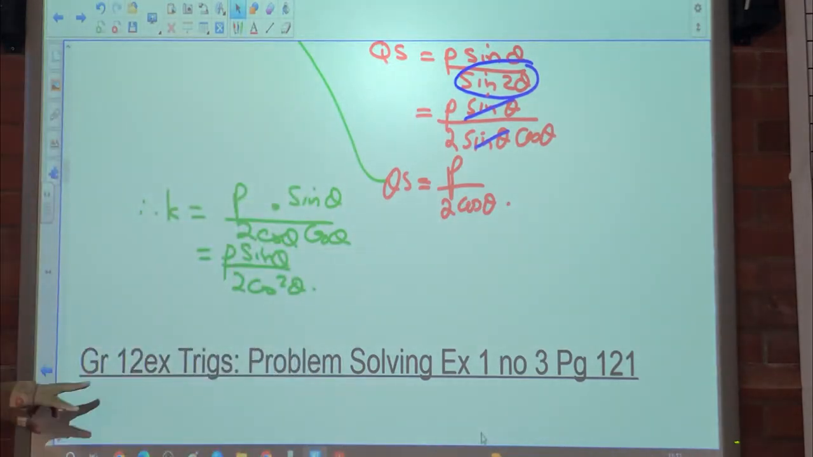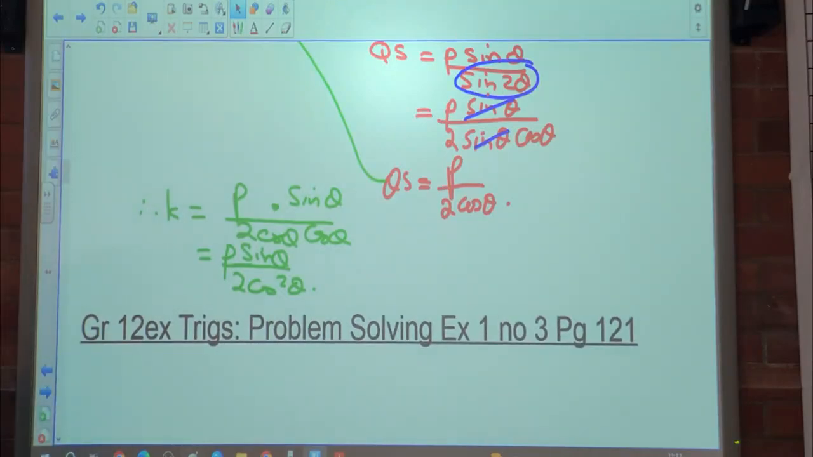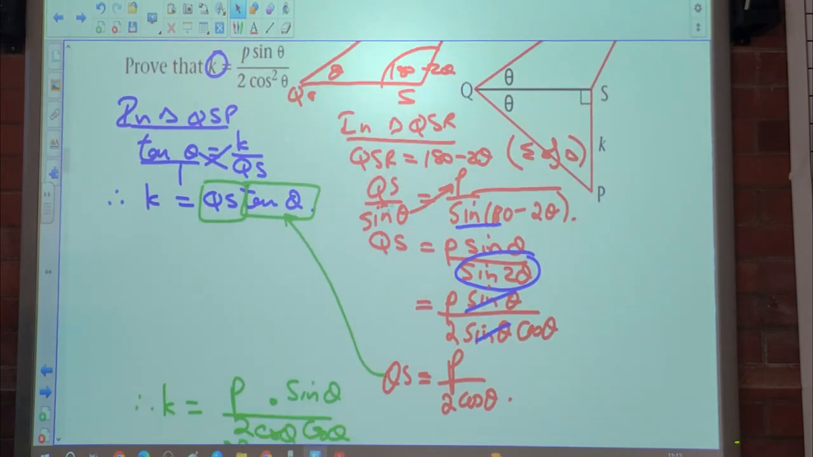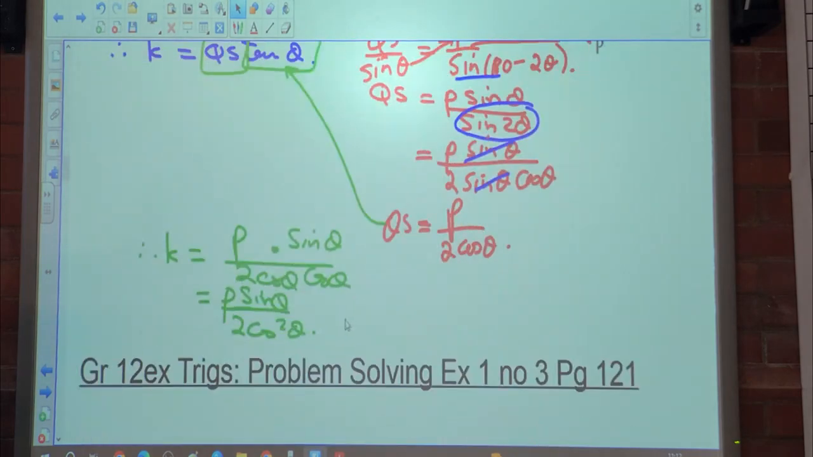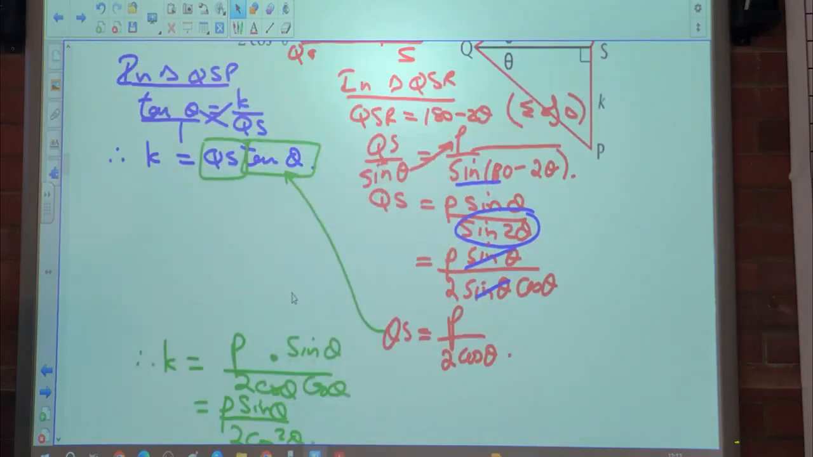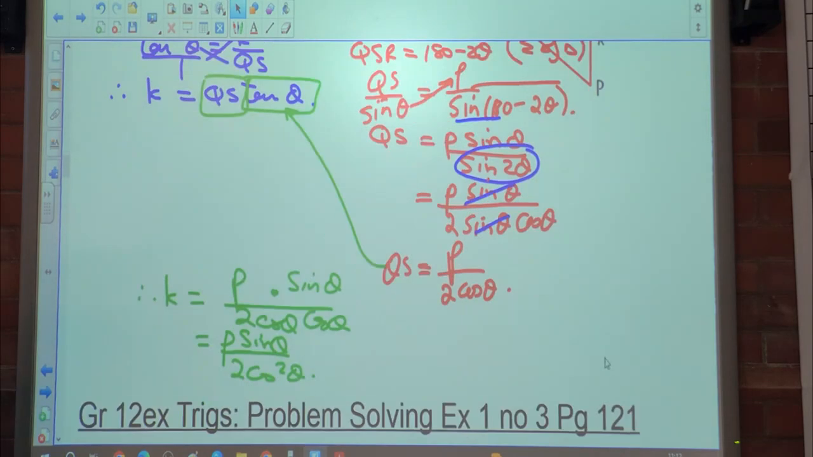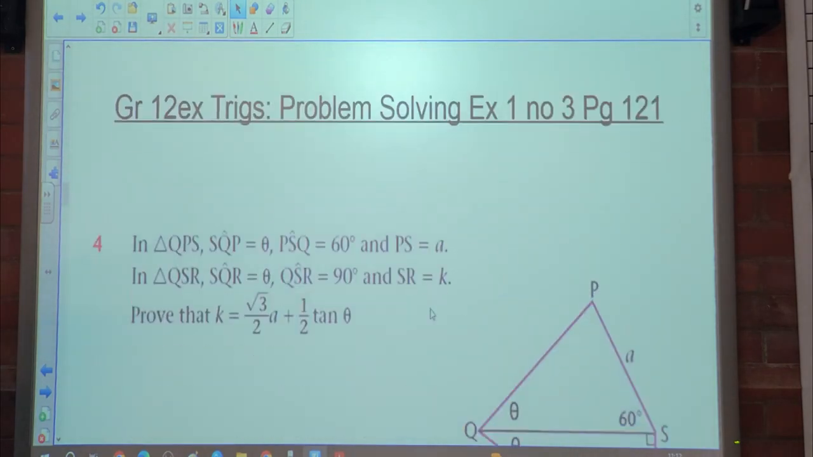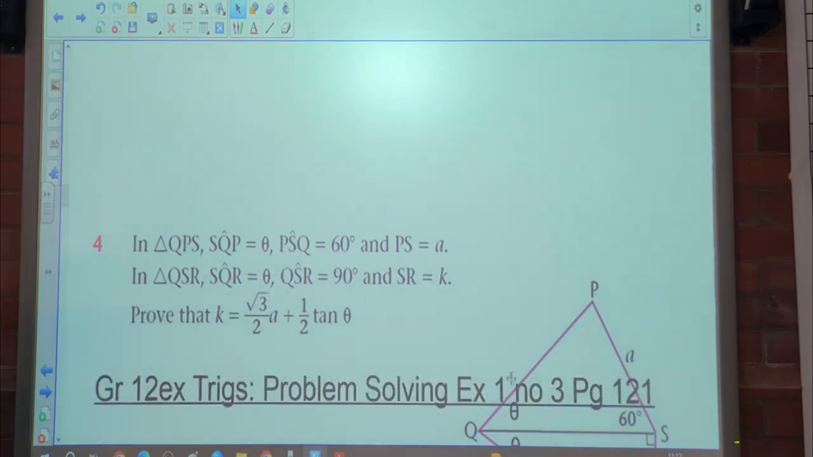Something like this is probably worth 6 or 7 marks. Normally 2 there, 3, 5, 6. Say 6 marks. Any confusion there? Go through it a few times. If you don't get it the first 3 times, try again. At the end of the day, it's going to be worth your while.